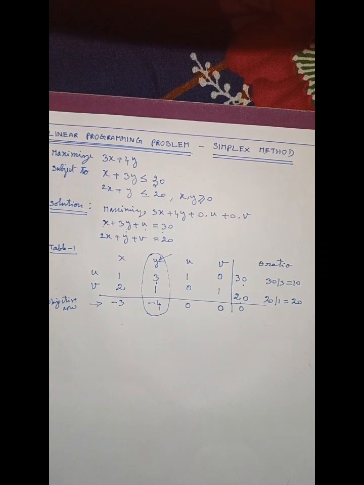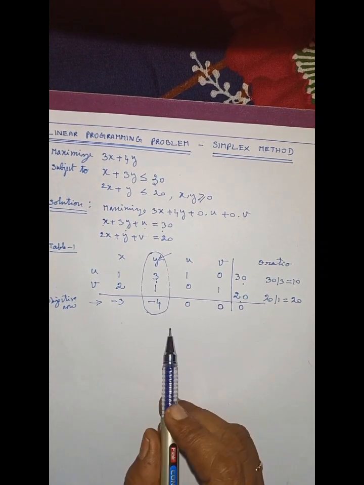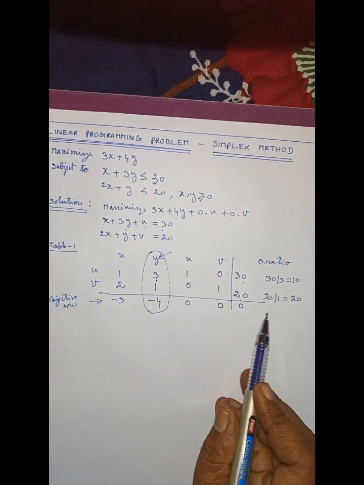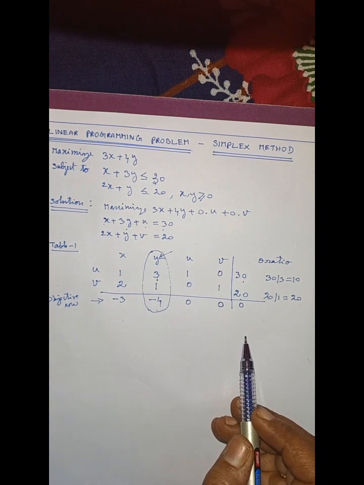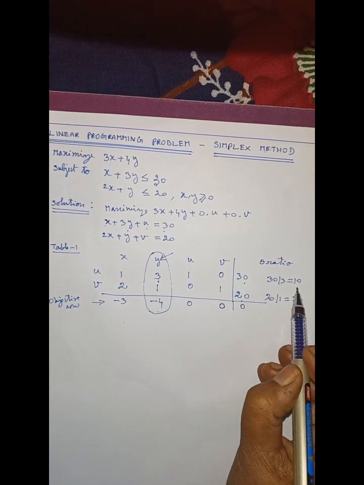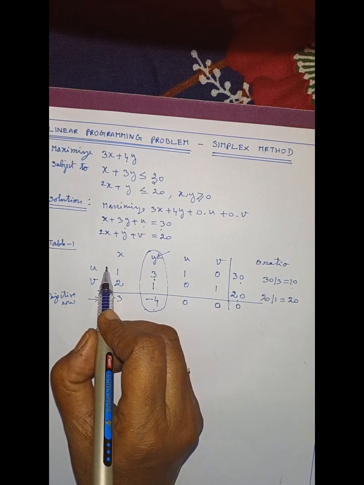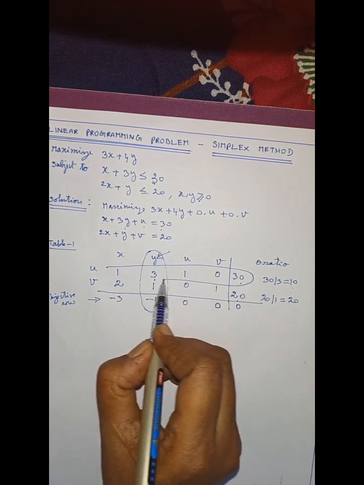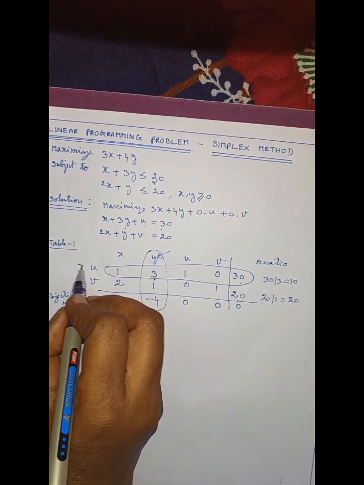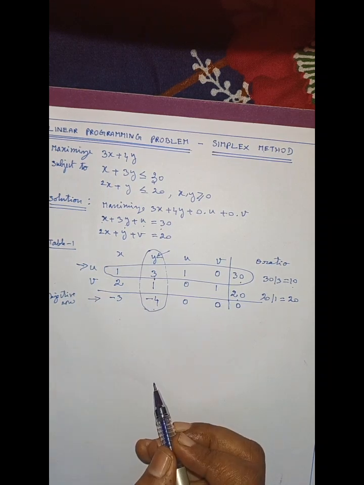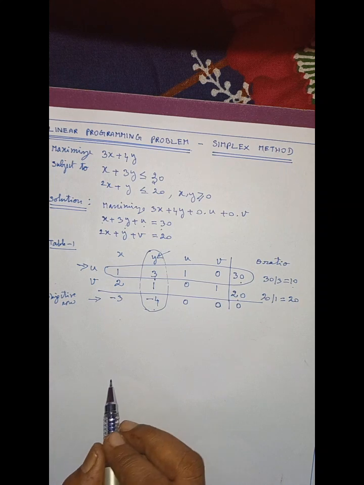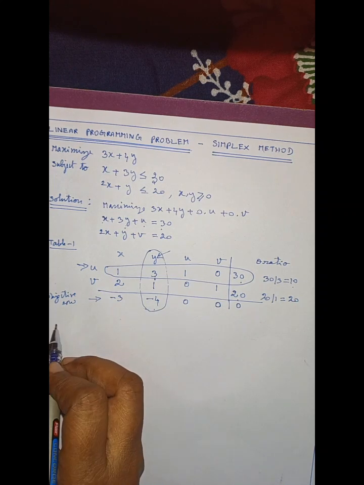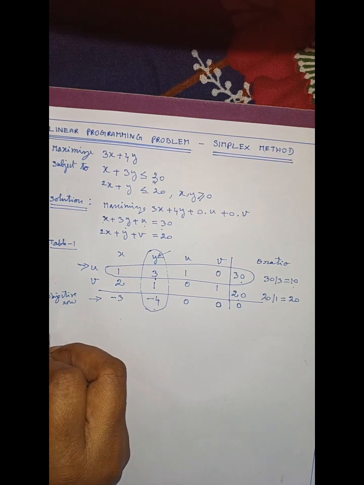Okay, so the theta ratio of the first row is 10, theta ratio of the second row is 20. For the third row it is not needed to be calculated because it is a negative value. Now we have to identify the row with the minimum theta ratio. So this is going to be the pivot row, and the corresponding variable is going to be called the departing variable. Now we are going to represent the next solution in the second table.